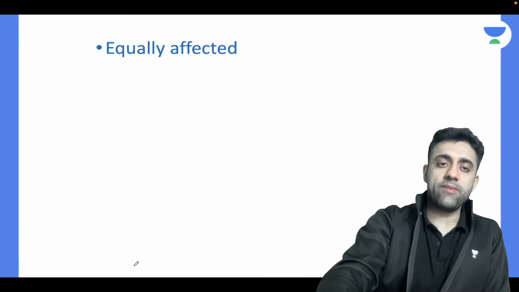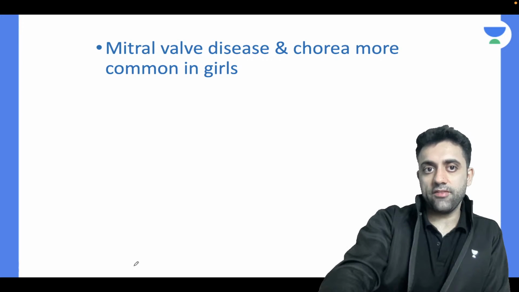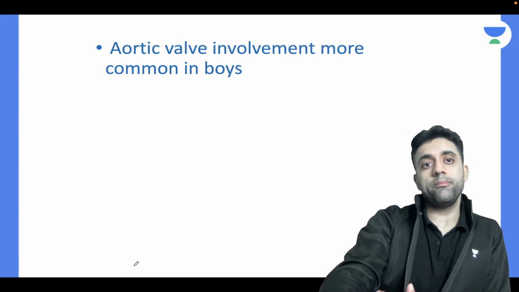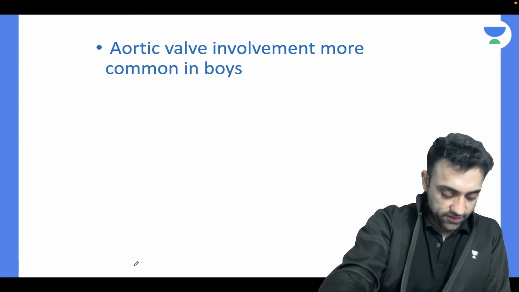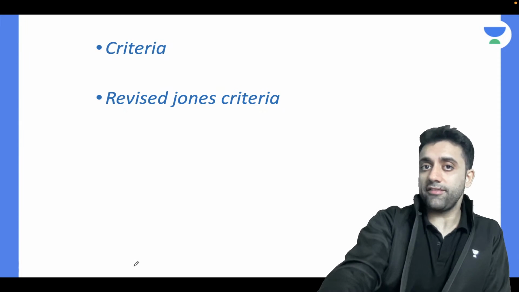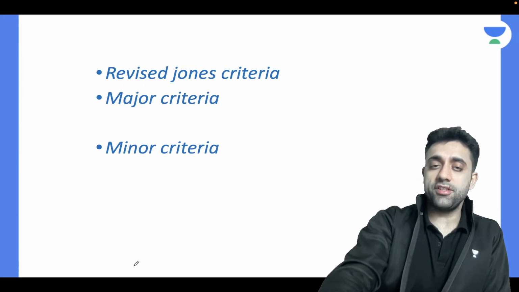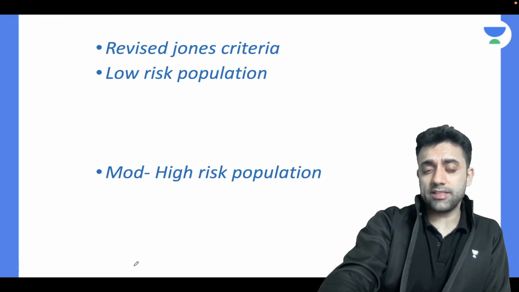And also at the same time we understood that it is common in females, basically with mitral valve disease, and in boys aortic valve involvement is very common. Also, in clinical features, we learned about the revised Jones criteria, which has the major criteria and the minor criteria. It depends on the low risk and high risk population.